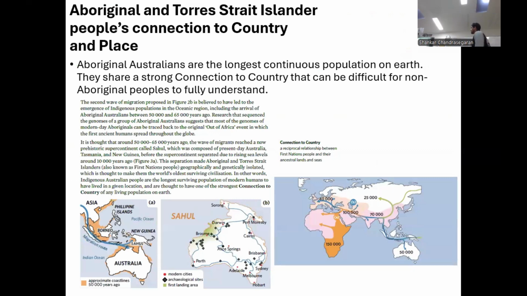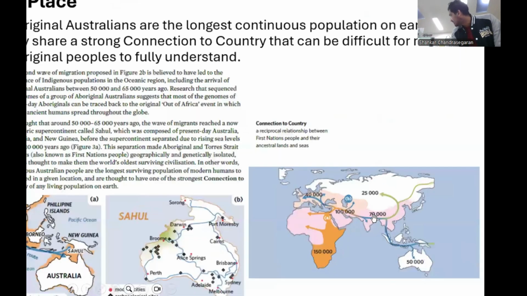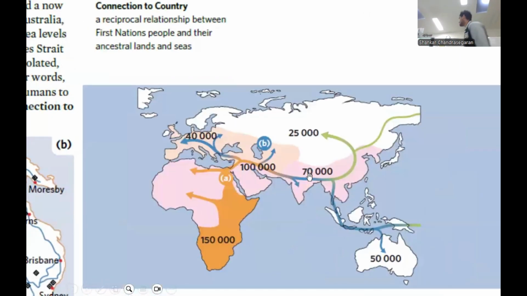So beyond this, we're going to be talking about the Aboriginal and Torres Strait Islander people's connection to country and place. We're basically going to talk about Aboriginal Australians and how their migratory patterns emerged specifically in the Australian continent. Right. So essentially, let's relate it back to the first picture we saw about the migration pattern.